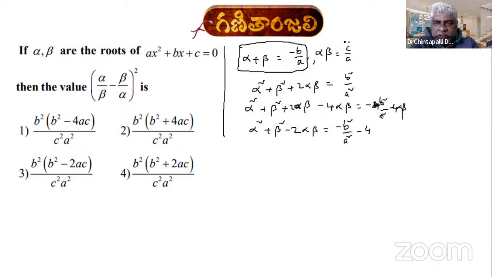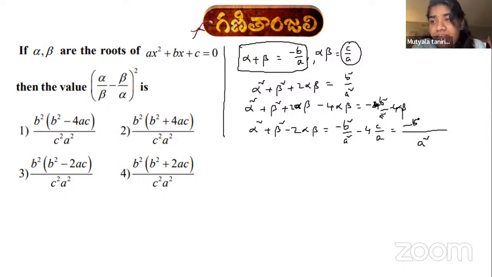You know what is alpha beta? c over a. What is the LCM for the right hand side? a square. So b square minus 4ac. It is plus b square, because minus b whole square is plus b square only, right? So we get b square minus 4ac over a square.